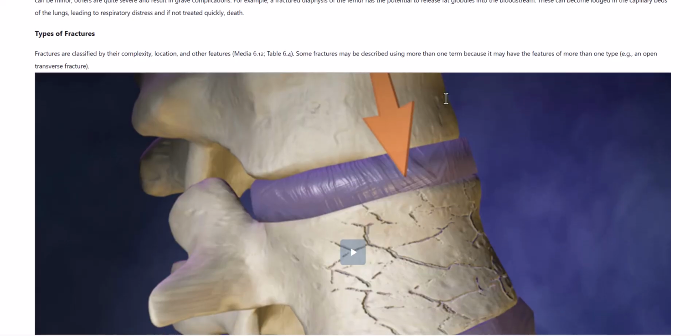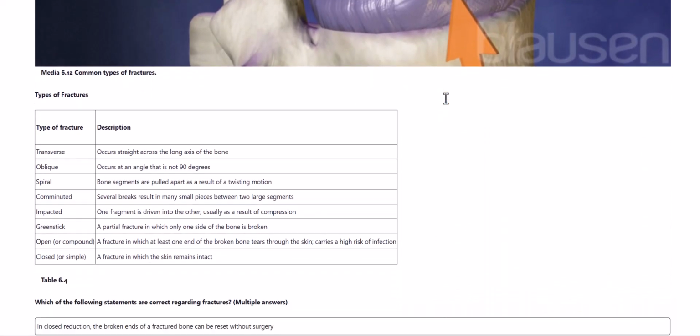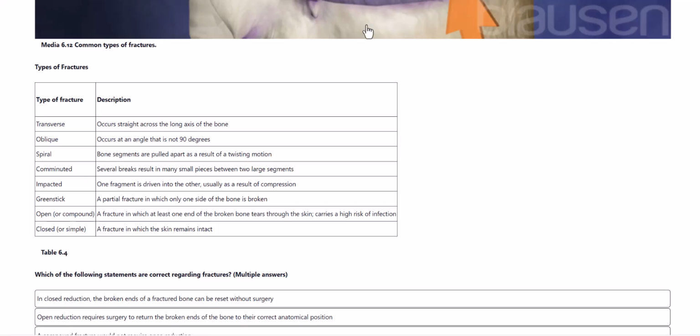Let's look at a couple other types of fractures as well. I'll describe them. This video will also walk you through this. So let's start at the bottom. A closed fracture, as I just described, is where the skin remains intact. This can also be referred to as a simple fracture. Now, an open fracture is referred to as a compound fracture. This is, again, when at least one of the broken bones tears through the skin, high rate of infection, and these are definitely going to require some surgical intervention to fix them.